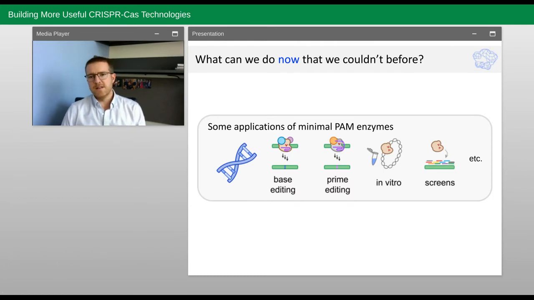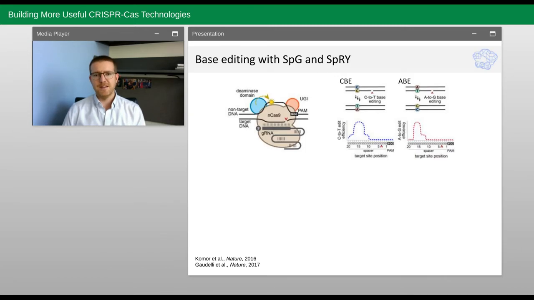All right, so essentially the question that we're asking now is, what can we do that we couldn't before? Why do we need these enzymes with expanded PAM compatibility? And I'll try to convince you, hopefully, of how these can be useful in various applications. I think these expanded PAM enzymes are most immediately useful for applications like base editing, where you have to very, very carefully position your edit.